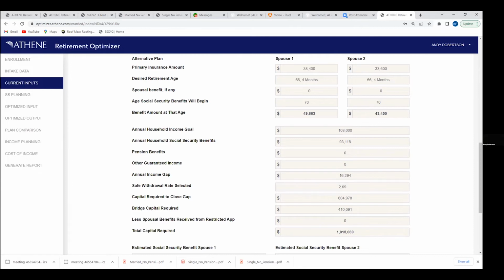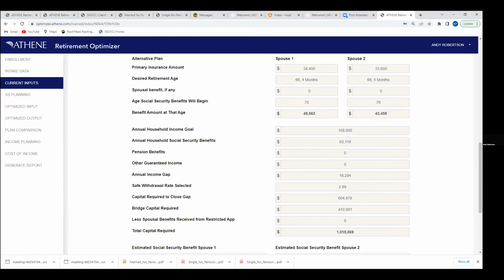So in order to figure out how much capital we need for this plan, two things have to happen. One, we have to figure out how much capital we need to close this gap from 70 and beyond. So the safe withdrawal rate's higher because we're already 3 years and 8 months into the 30-year time horizon. And of course, the gap is smaller thanks to delayed retirement credits. So the capital required to close the gap when Social Security benefits kick in is only $604,978.